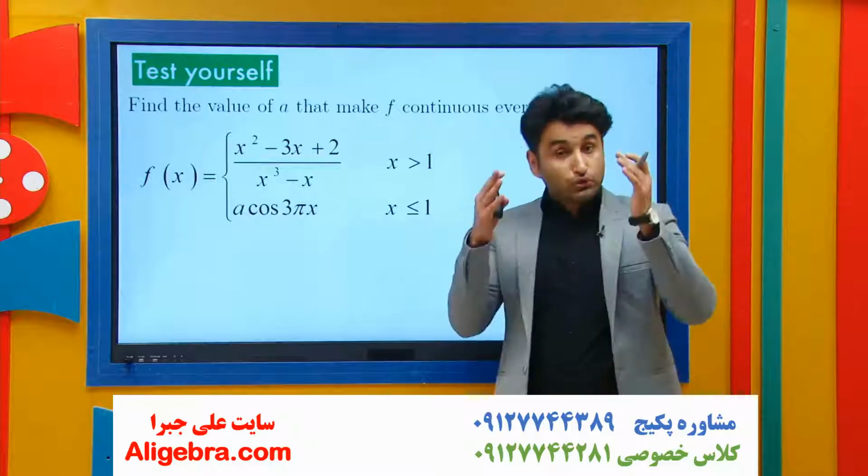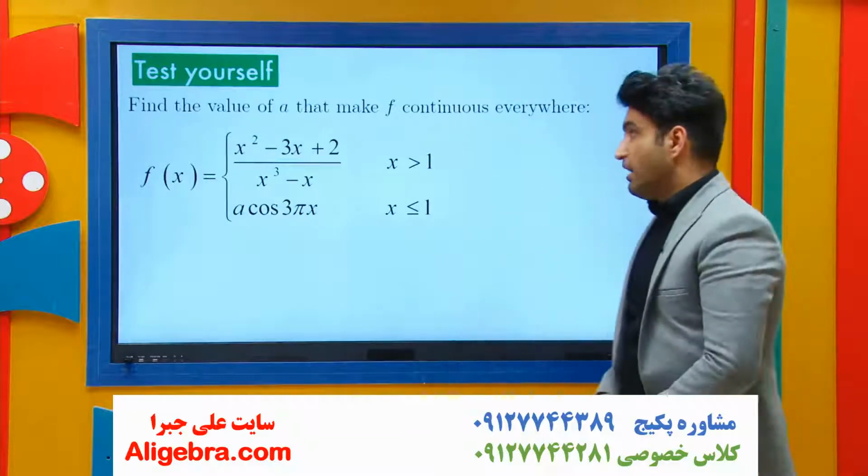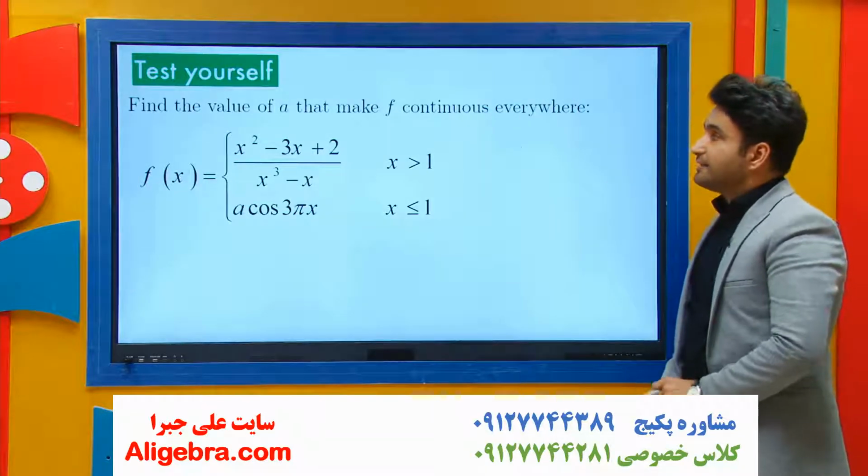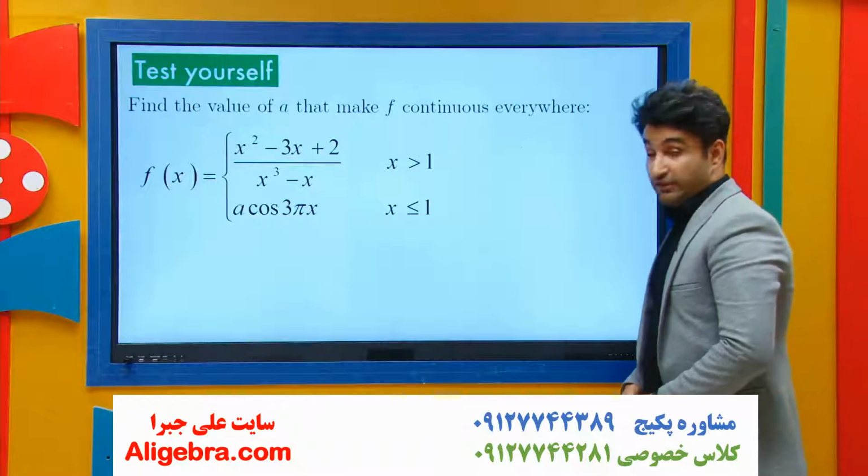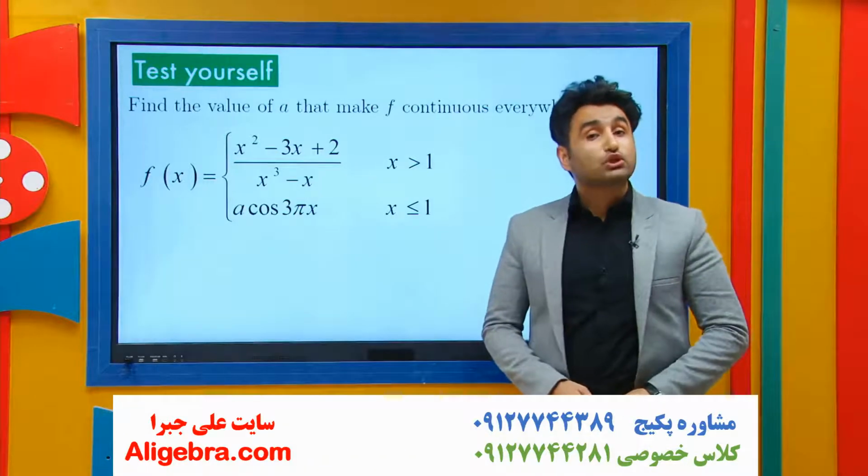Like always, it's your turn to test yourself. Find the values of a that make f continuous everywhere. Feel free to send your answers to me through the comment section.